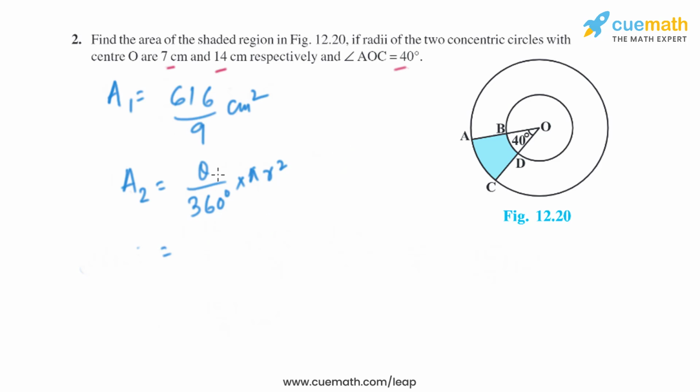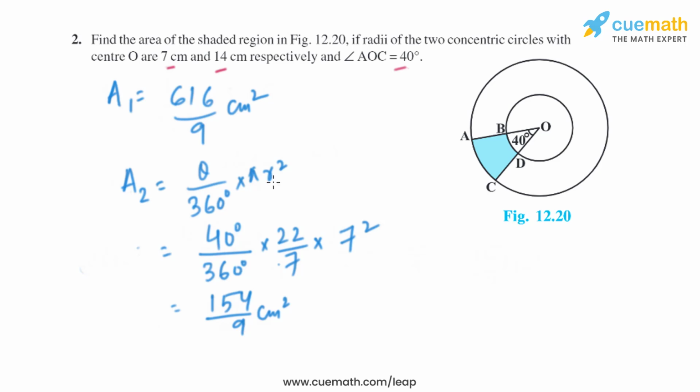Now let's find the area of the smaller sector. We know the formula, that is theta divided by 360 degrees multiplied by pi r square. So it is 40 degrees divided by 360 degrees multiplied by 22 by 7 and multiplied by the radius of the smaller sector, that is 7 centimeters. So it will be a square of 7. So on solving this, we'll get the area of the smaller sector as 154 divided by 9 square centimeter.